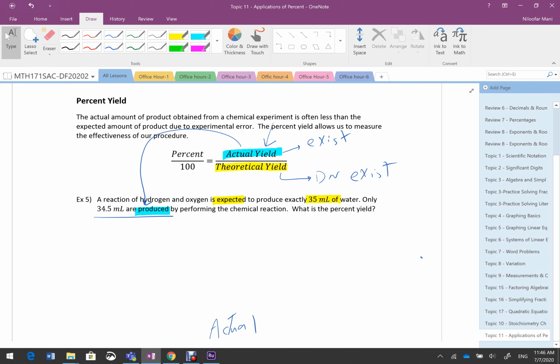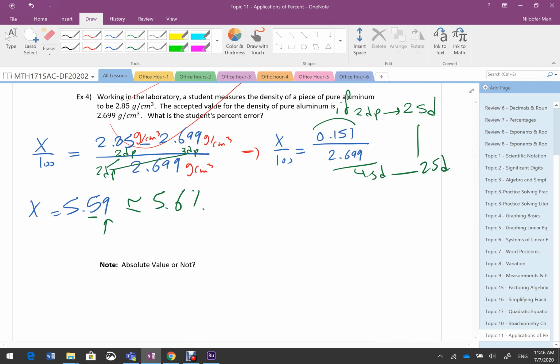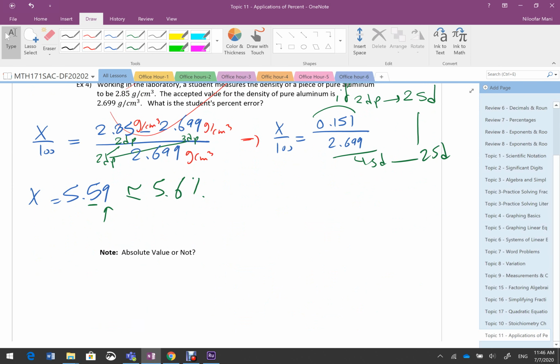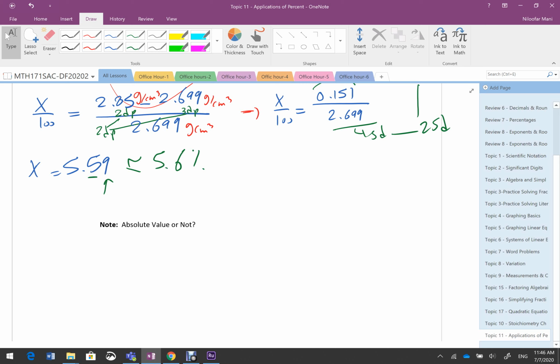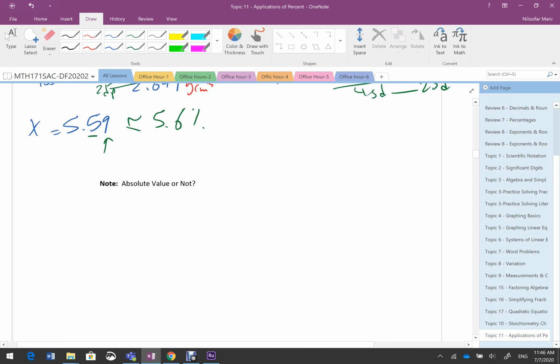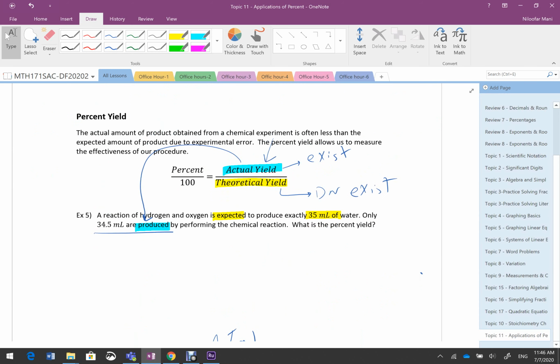So here, the more, the better. With percent error, the less, the better the experiment, because the error should be less. For example, 5.6% is a high percentage for percent error, but for percent yield a large number is good. If I say 90%, it means I got 90% of what I believe I should get from this product.